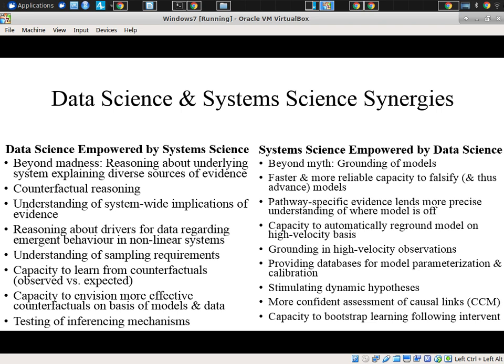We can pin the models down in terms of their assumptions by this pathway-specific evidence that we gather through data science. We can reground our model on a high-velocity basis, as you'll see this afternoon, with high-velocity observations. We can have databases which are very useful for model parameterization or to match model outputs on for calibration. And we can stimulate dynamic hypotheses that might be incorporated in system science models by more exploratory data analysis.